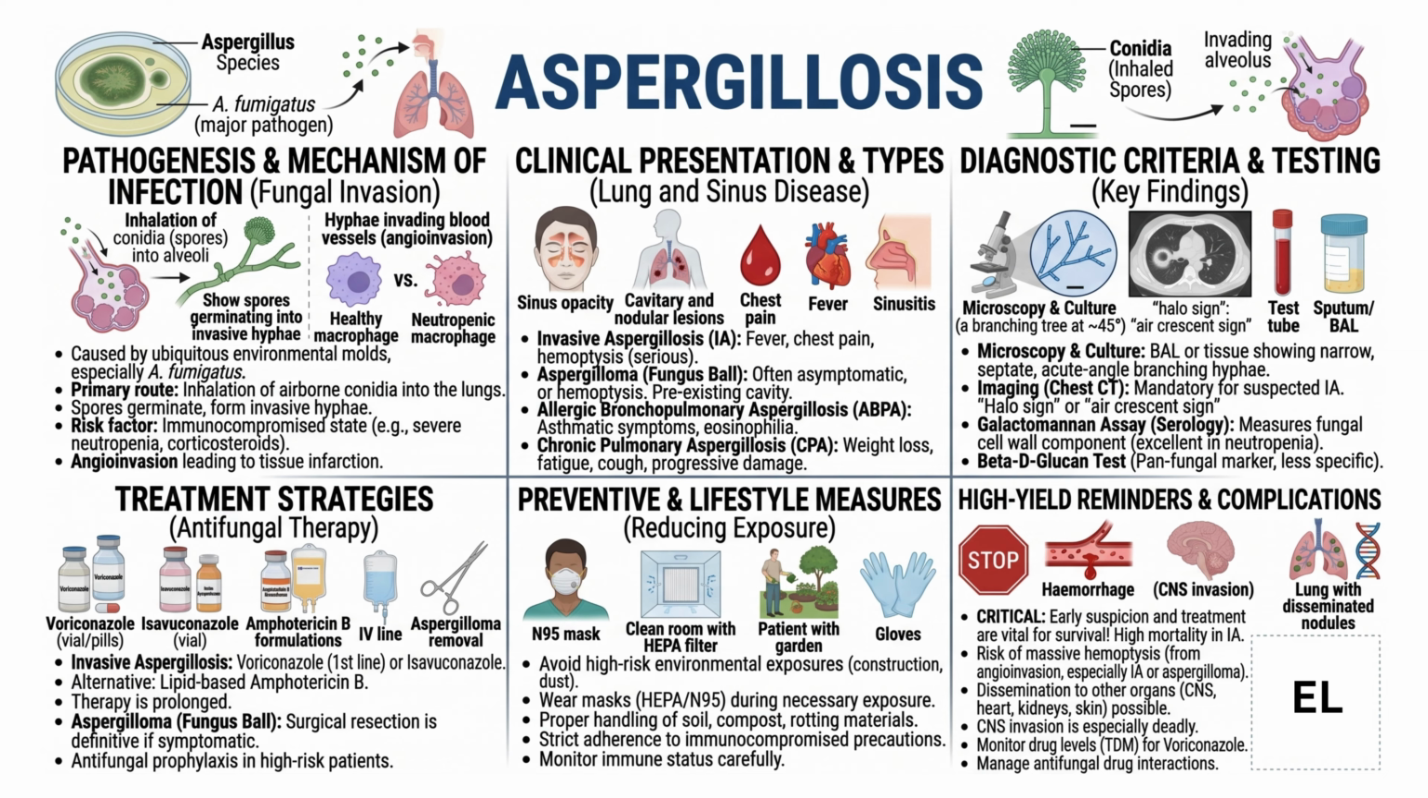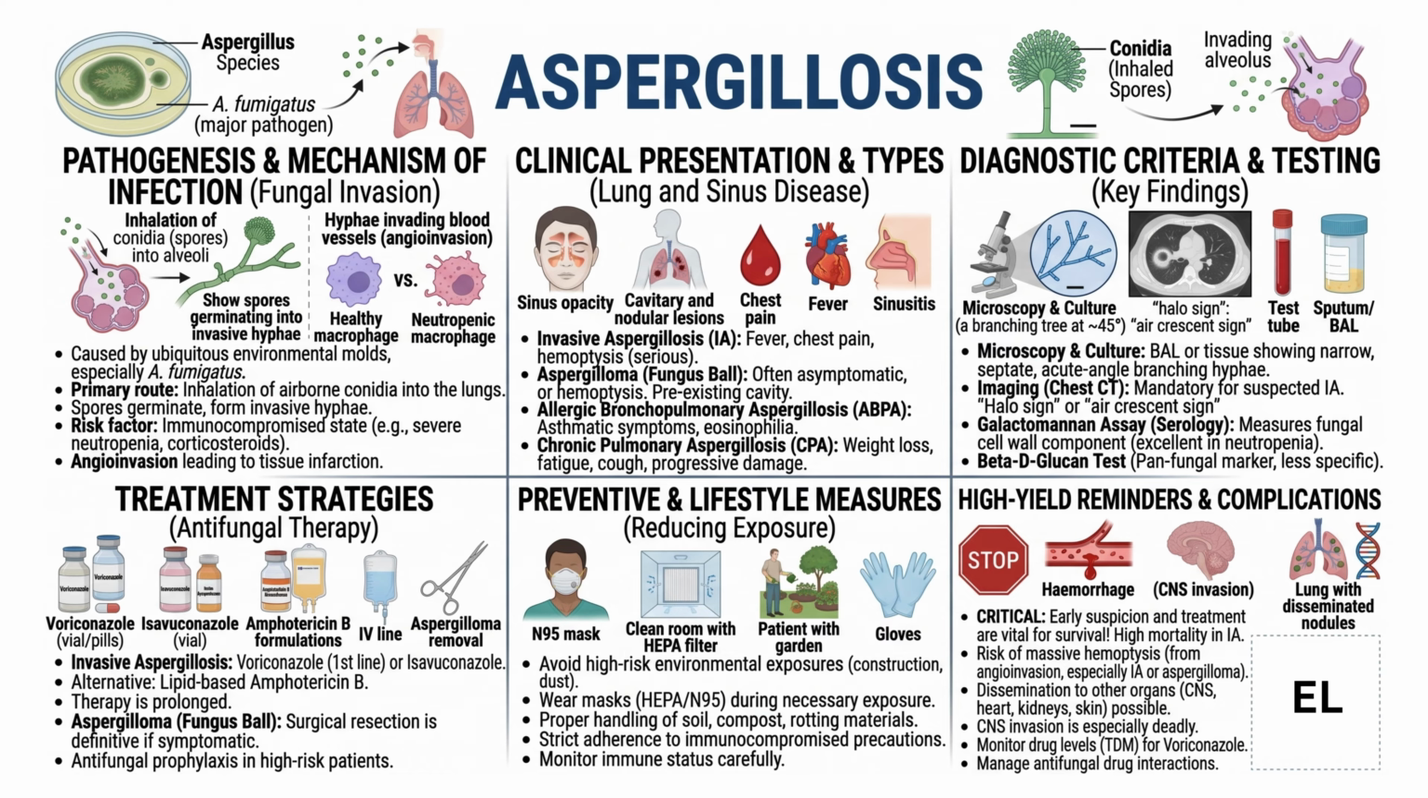Next is Aspergilloma, also known as a fungus ball. This occurs when Aspergillus colonizes a pre-existing lung cavity, such as one formed by tuberculosis. Patients may be asymptomatic, but a classic symptom is hemoptysis, which can sometimes be massive.